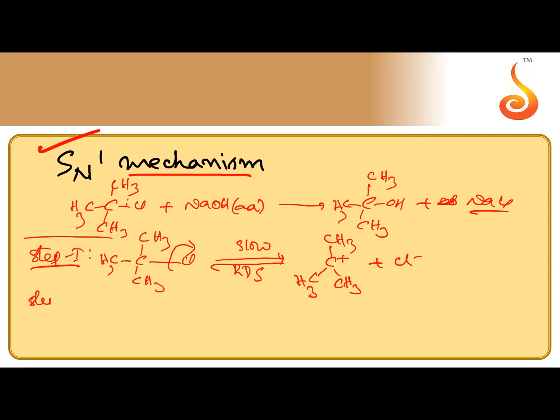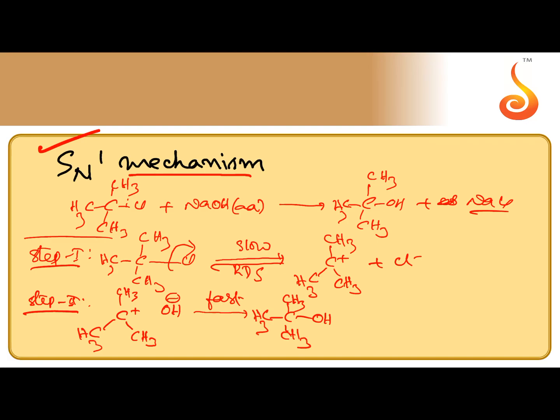Next, in the second step, the carbocation is attacked by the nucleophile waiting for that moment. OH minus coming from aqueous NaOH attacks at the electrophilic carbon, the carbocation, forming alcohol. So here this is the first step.